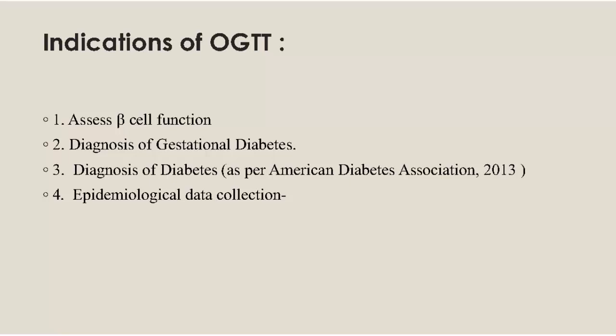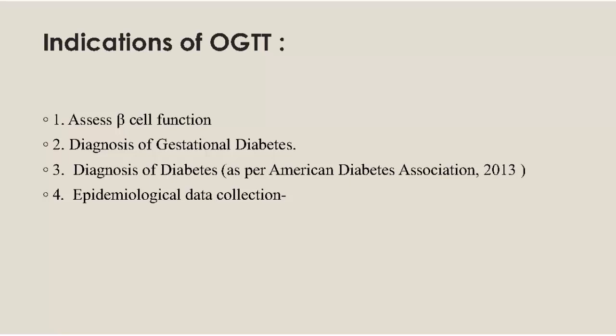As well as diabetes is a chief cause for pregnancy related complications. There will be complications for the mother and complications for the baby also. For this reason, you have to diagnose and treat gestational diabetes timely. So, this is again one indication of OGTT for diagnosis of gestational diabetes mellitus.